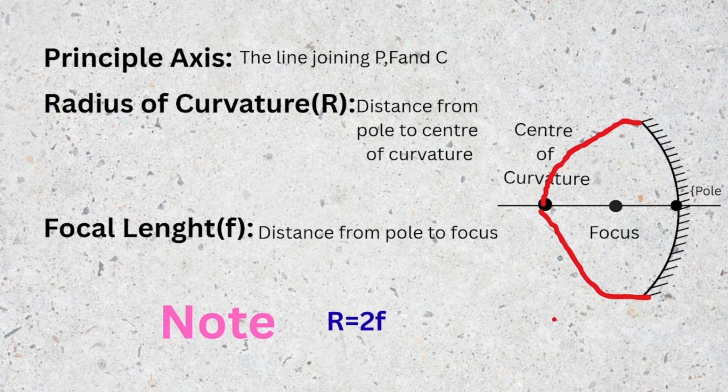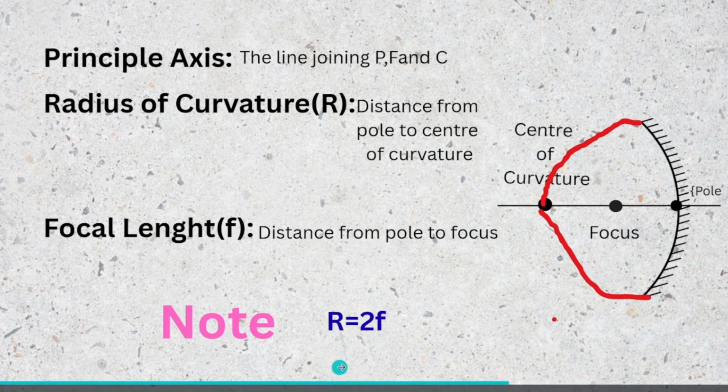And the next one is focal length. The name itself defines that it is the length. The distance from pole to focus is known as focal length. We represent focal length with small f, radius of curvature with capital R, pole with capital P, focus with capital F, and center of curvature with capital C.